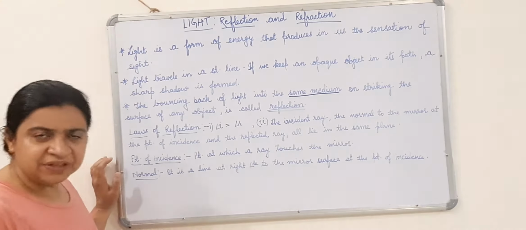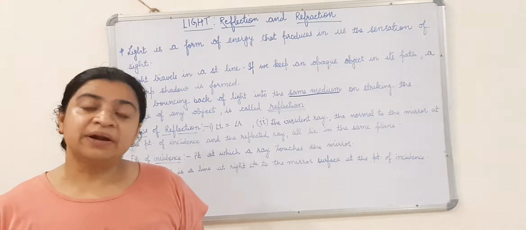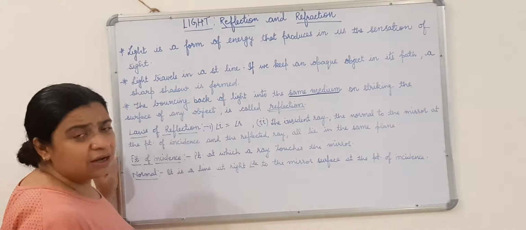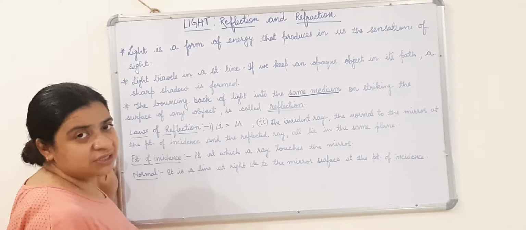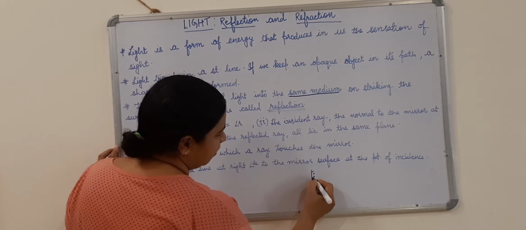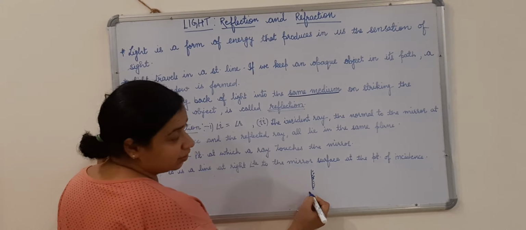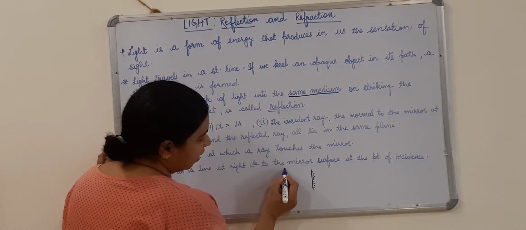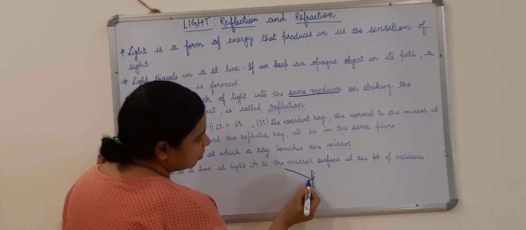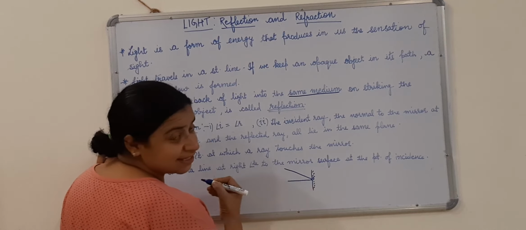Now what is point of incidence? The point at which a ray touches the mirror. Suppose this is your mirror, or any polished surface. Suppose this is your plane mirror. These lines show that it is the back side of the mirror. Suppose a light ray is coming like this, hitting the mirror here, and this is your normal, drawn at the point of incidence.